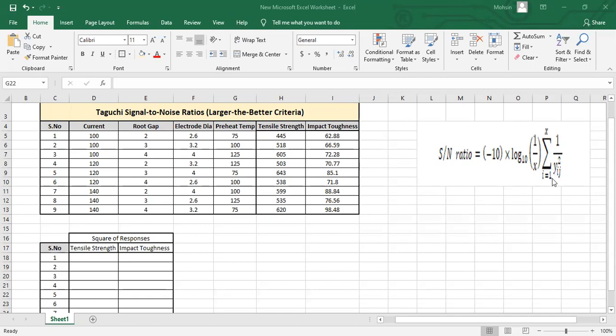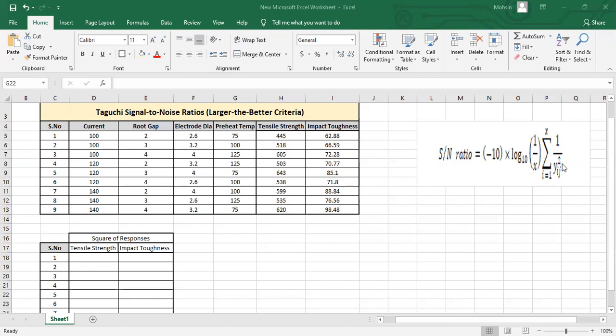Okay, the summation from i equals 1 up to x of 1 divided by yij squared. So what is this x? X is the number of replications, meaning how many times the experiment has been replicated. So what is replication? It means at the same experimental condition, how many times we perform the experiment. For experiment number 1, at current level 100 ampere, root gap 2 mm, electrode diameter 2.6 mm, preheat temperature 75, if we repeat this experiment 3 times, then we will have the value of the tensile strength 3 times. So the value of x becomes 3.